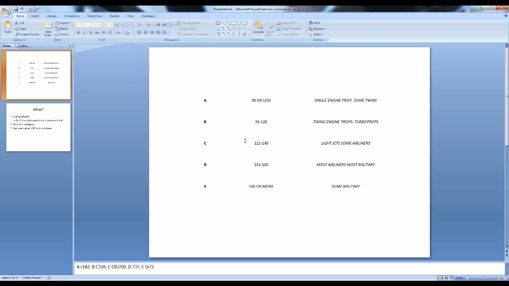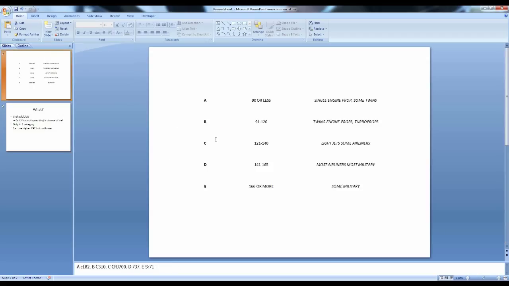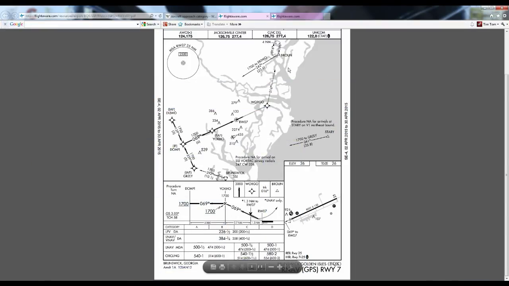Alright? Okay, so quick reiteration. You're only in one. Your speed decides your Cat. It's either your VREF speed or your 1.3 VSO speed. You can only be in one, and you can only use higher categories. You're either A, B, C, D, or E. And that is, A is 90 or less, B is 91 to 120, C 121 to 140, D 141 to 165, and E 166 or more. So that is your approach categories.